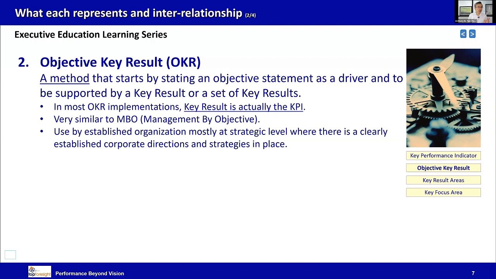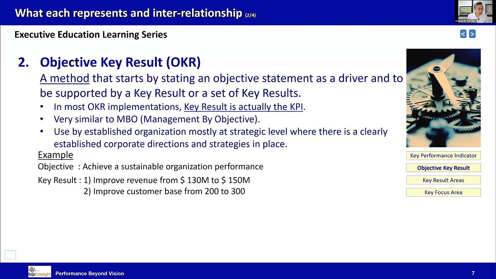Now, let me just share with you. All right, hold on. So I want to click here. Okay. So in other words, as an example, achieve a sustainable organization performance. All right. So typically, how people use OKR is they will write: improve revenue from 130 to 150 million. That's a key result. Or improve customer base from 200 to 300. So the minute you use OKR, the way you write your key result, you have to put it in sentence form. Generally, they do it like this.